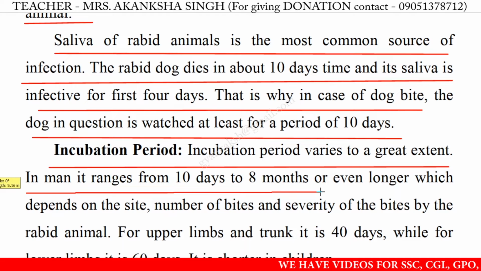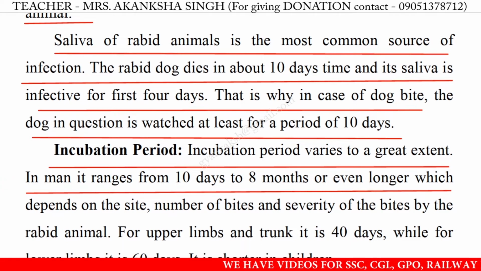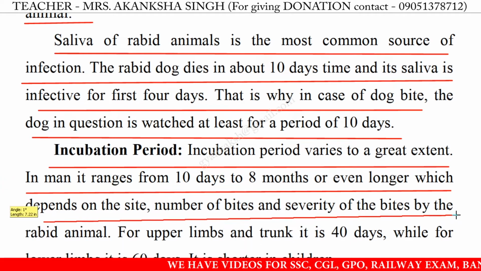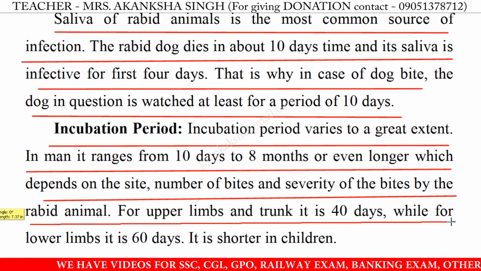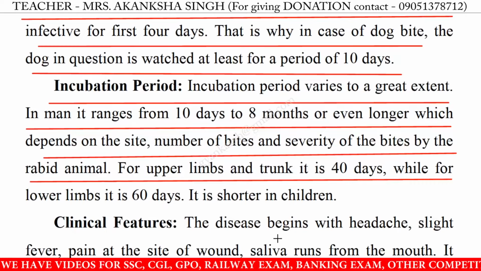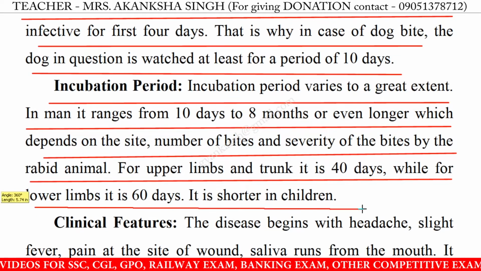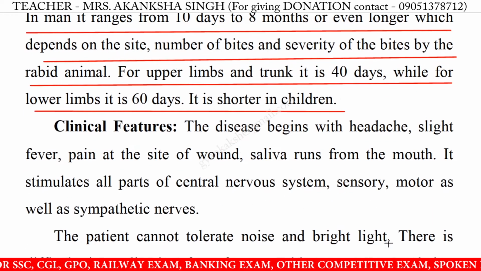In man, it ranges from 10 days to 8 months or even longer, which depends on the site, number of bites, and severity of the bites by the rabid animal. For upper limbs and trunk, it is 40 days, while for lower limbs, it is 60 days. It is shorter in children.